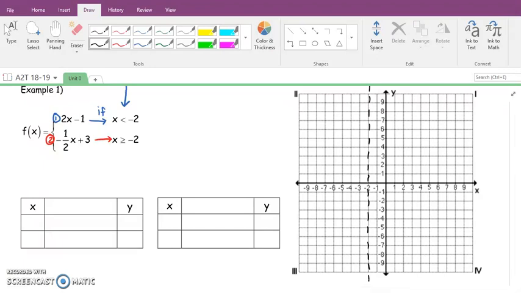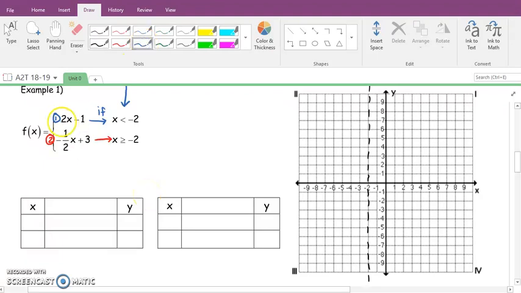To graph these, you might remember y equals mx plus b, and you can always use that to help out. The only problem is that in y equals mx plus b, we usually start with the y-intercept. Only one side of this graph has a y-intercept, so it can be hard to use that when we're doing piecewise functions. So instead, we like to use tables.